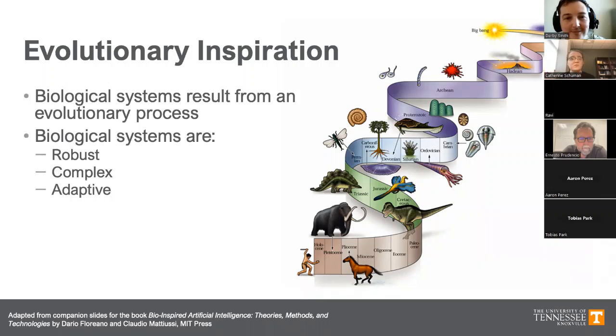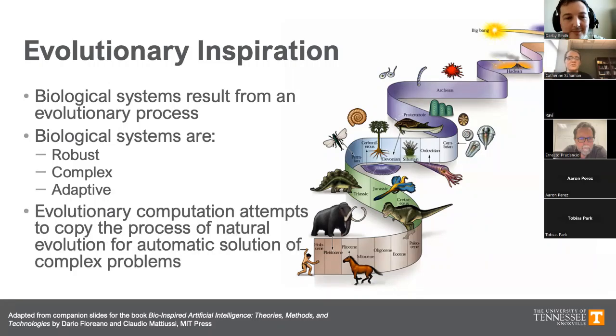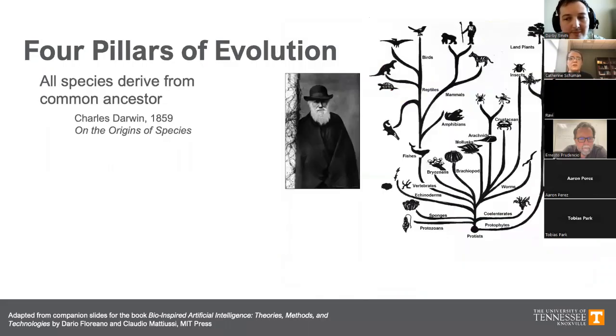So biological systems are robust, they're complex, and they're adaptive. These are characteristics that we would like to see in many things that we would be interested in optimizing. So the idea behind evolutionary computation, evolutionary algorithms more broadly, is that we're attempting to take inspiration to copy some of the aspects from natural evolution to give us the automatic solution of complex problems. So you can really think of evolutionary computation, evolutionary algorithms as an optimization process that's inspired by evolution itself.